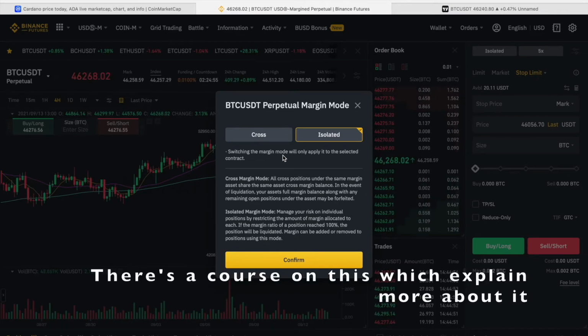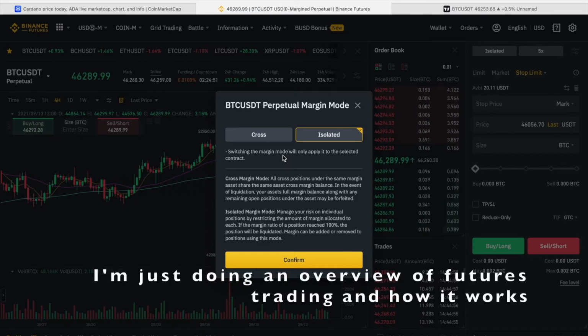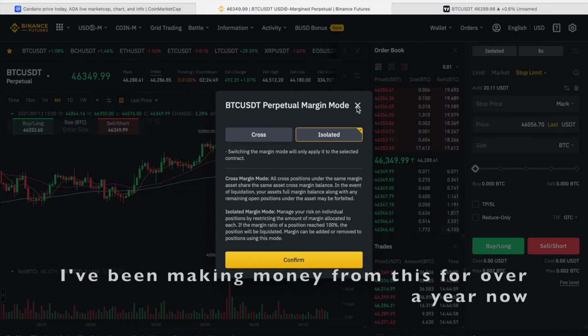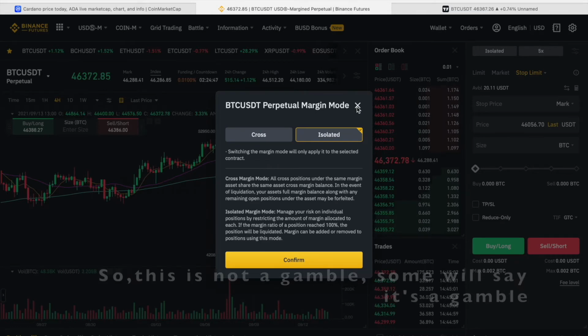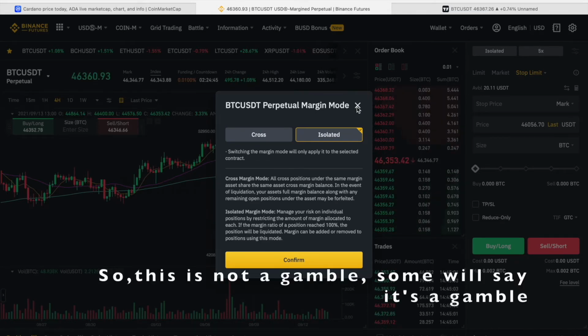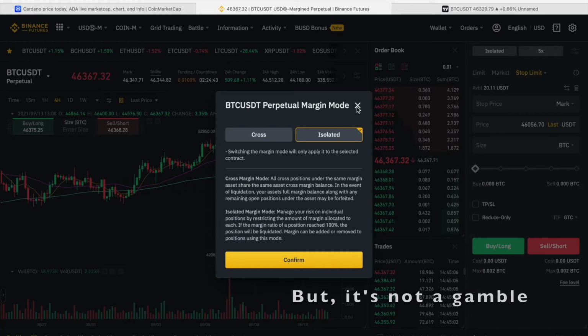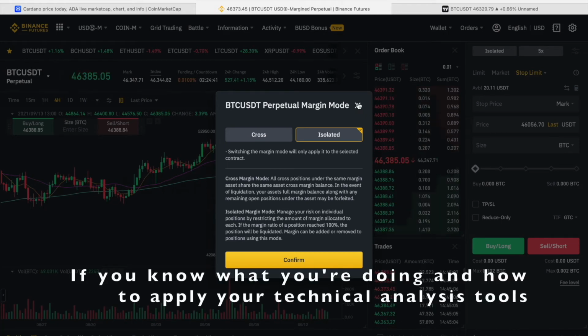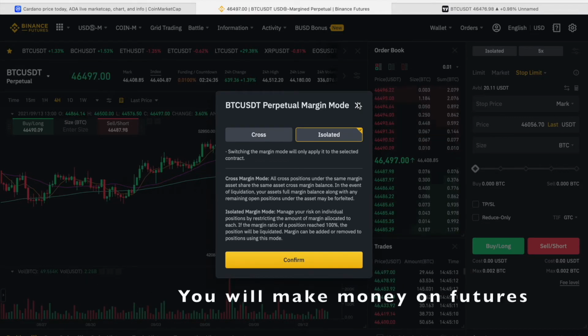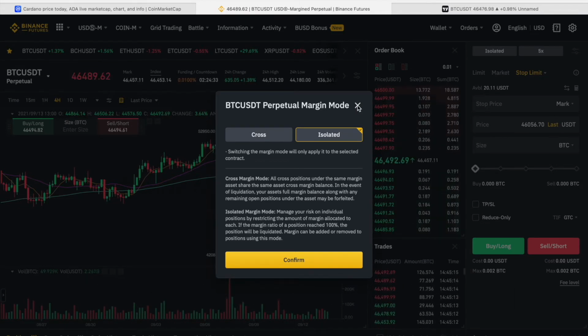There's a course on this which will explain more about it. I'm just doing an overview of futures trading and how it works, and I've been making money from this for over 1 year now. So this is not a gamble. Some say it's a gamble. It's not a gamble. If you know what you are doing and you know how to apply your technical analysis tools, you make money on futures. So that's it.